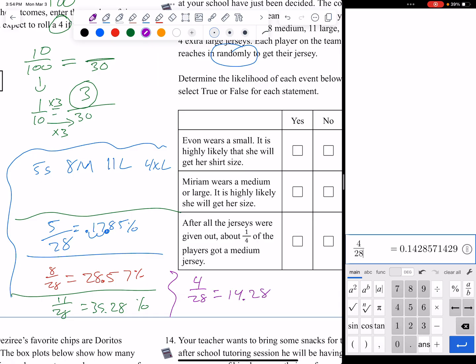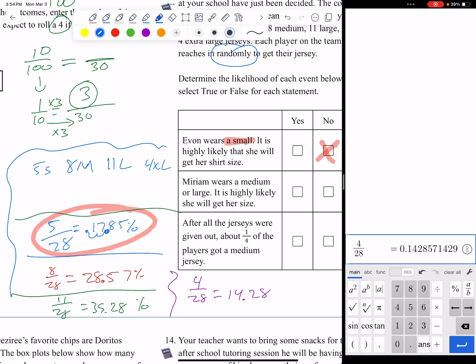So Evan wears a small, so let's go back to this. It is highly likely that she will get it. So is 17% highly likely? No. Okay, that's pretty low. So let's try another one.